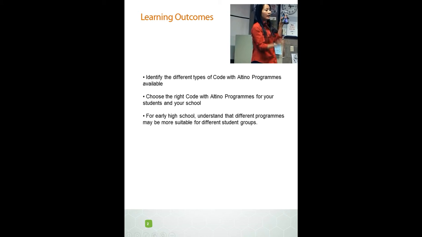The learning outcomes for this module are, first, to identify the different types of programs available. Secondly, to make sure you choose the right Code with Altino programs for your students and your school. And for early high school, to understand that different programs may be more suitable for different student groups. So let's get started.